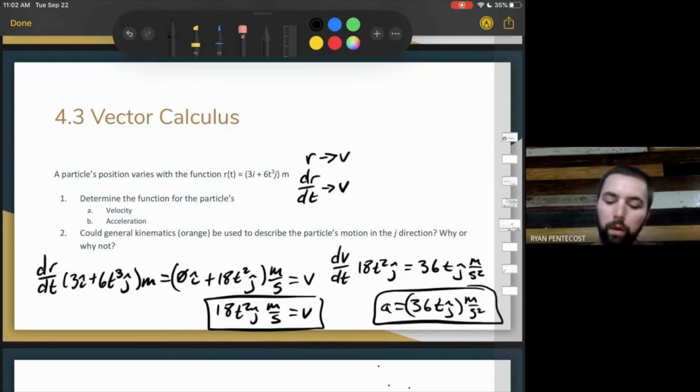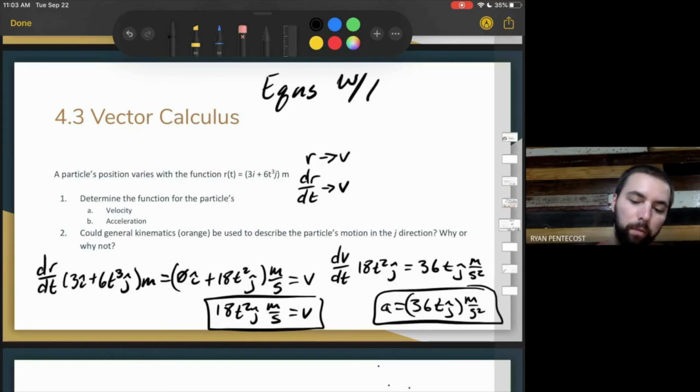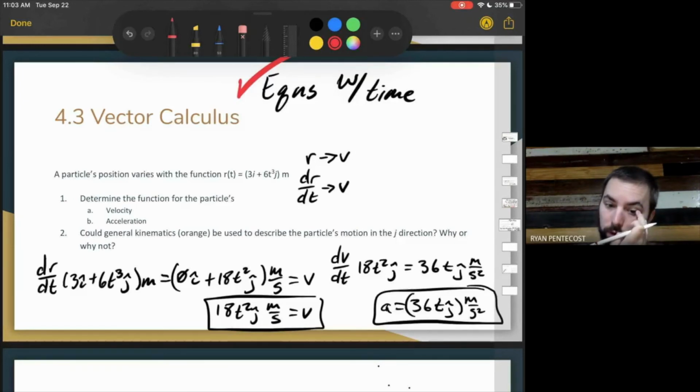Okay. All right. So that's how we can do calculus with vectors. Now, number 2 asks, could general kinematics, like the orange equations, be used to describe the particle's motion in the j direction? Why or why not? So remember, there are 2 things we need for general kinematics. We need equations with time. We have that, right? That is a given. We just did the derivatives of those, right?